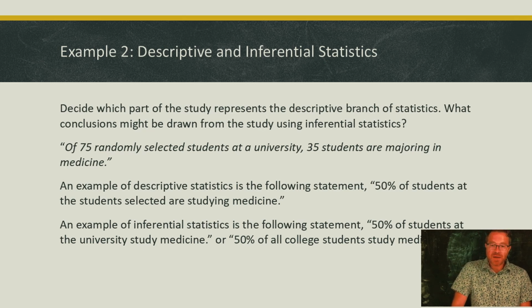Example 2. Of 75 randomly selected students at the university, 35 students were majoring in medicine. So in this case, because this is 75 randomly selected students at a university, this is a sample. So my descriptive statistic is that 35 of the 75 are medicine majors, or pre-med probably, meaning that about half the students study medicine. So in this case, I might infer that this school has a very strong medical program, and a lot of students here want to study medicine. Things like that.